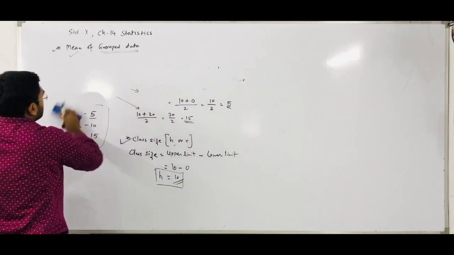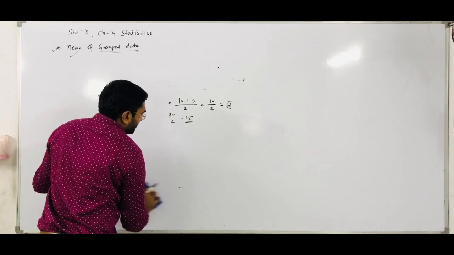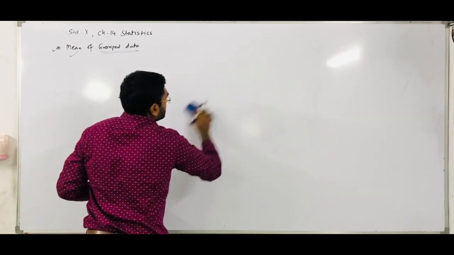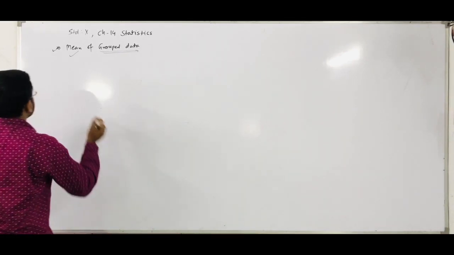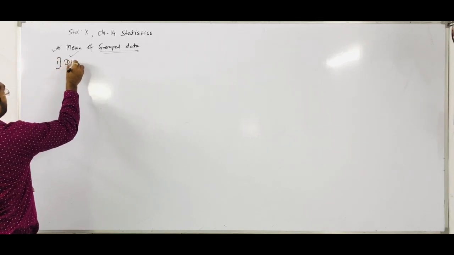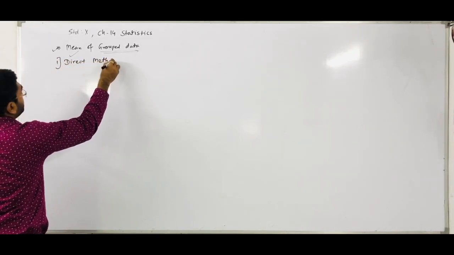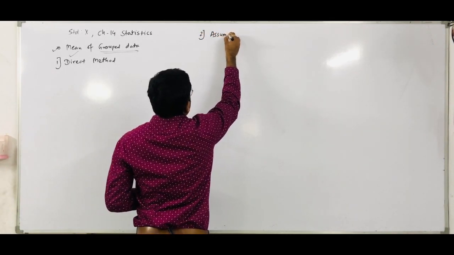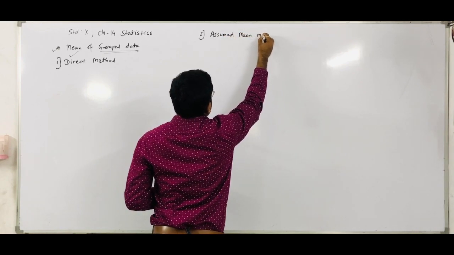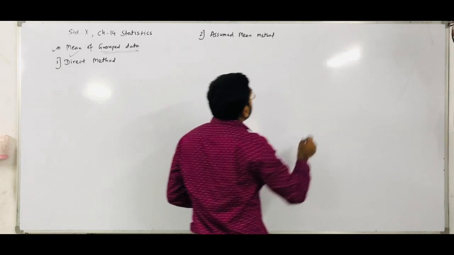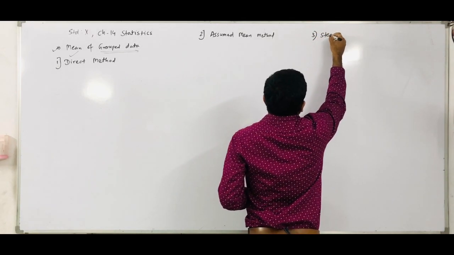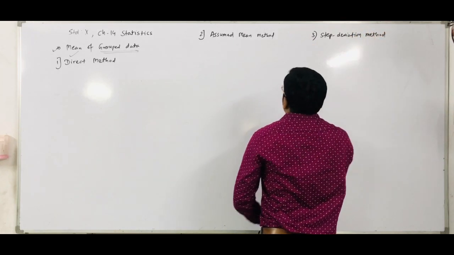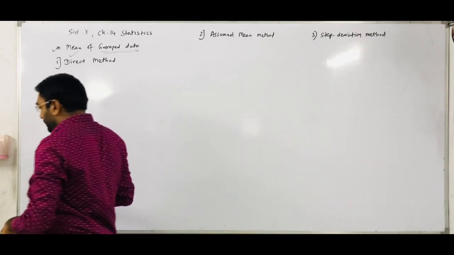Okay, now we discuss the mean formula. There are three methods for finding the mean, and we will discuss which three methods there are and their formulas. The first method is the direct method. The second method is the assumed mean method. And the third method is the step deviation method. Right? Now first of all, I write the formulas of all three methods.